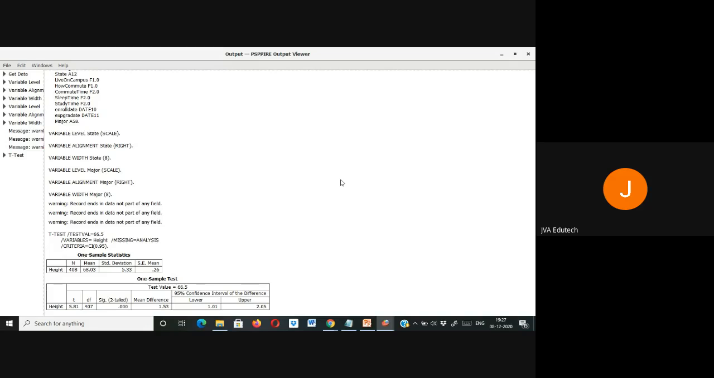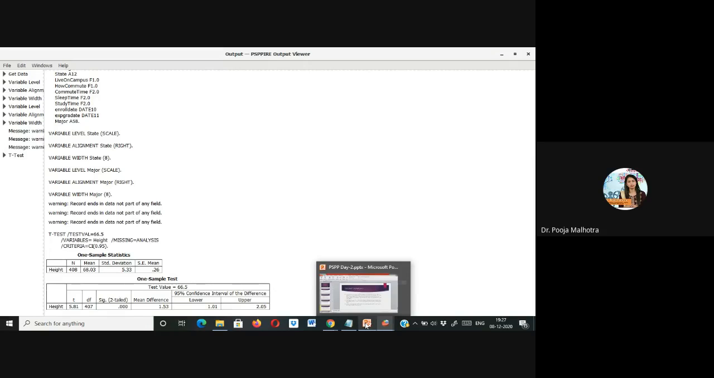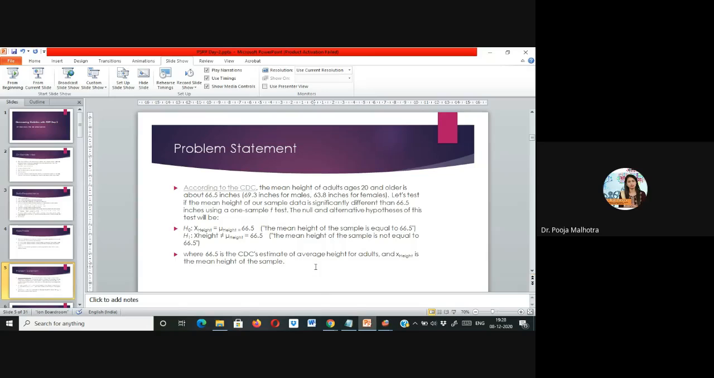Anything else we can write about this? There is a significant difference, sir. Yes, you can write there is a significant difference. Anything else that you can write apart from this? Because simply writing p is less than alpha, reject the null hypothesis, that won't work.